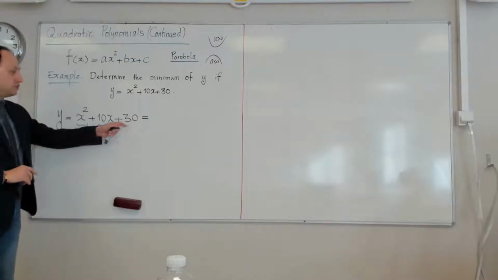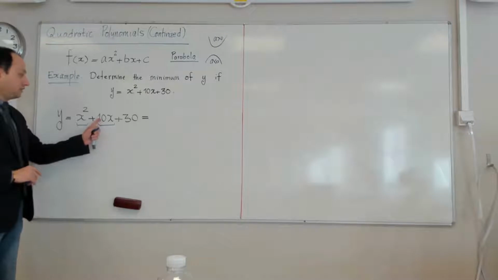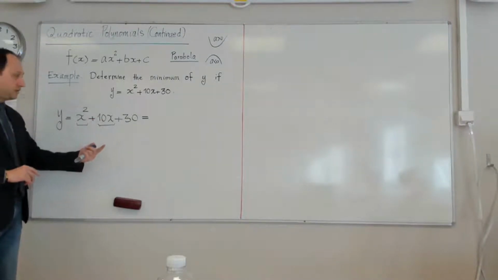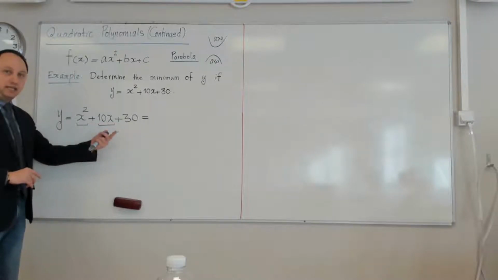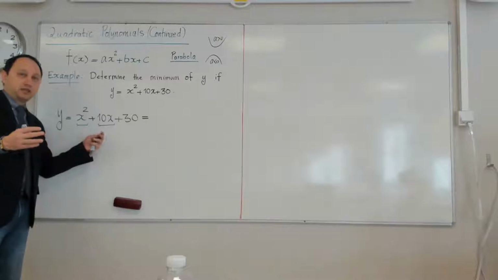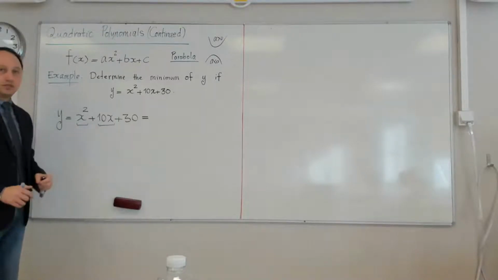But unfortunately, instead of 25, I have 30. Why is this 25? I divide 10 by 2, it becomes 5. 5 to the power of 2 is 25. The number that I need, combined with the first 2 terms, to make a complete square is 25, but I have 30.